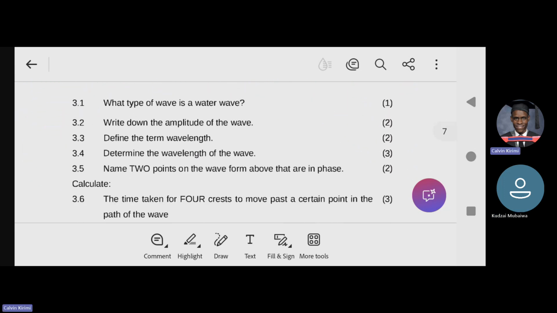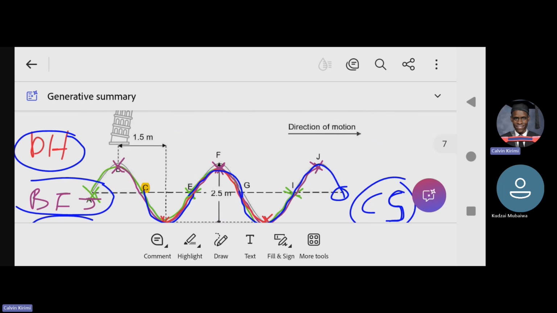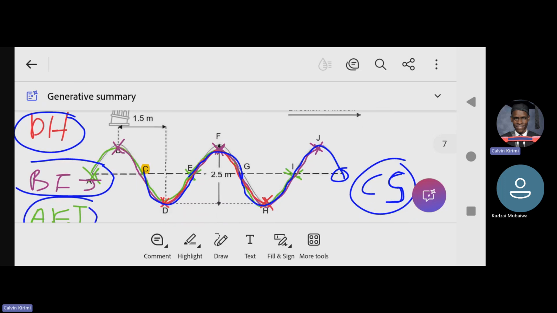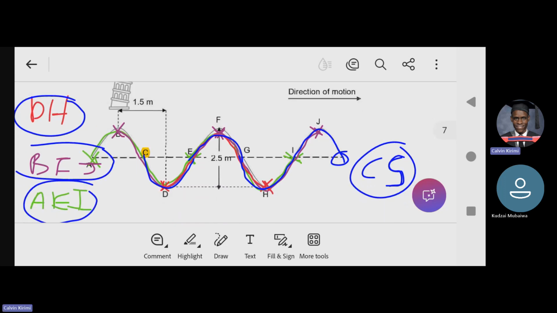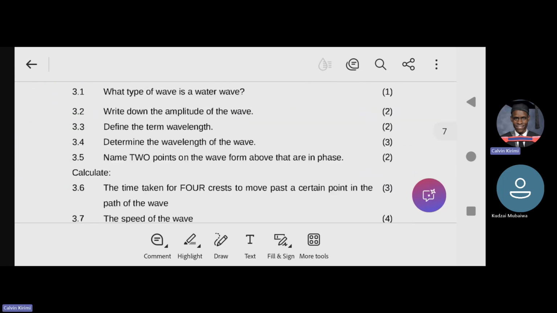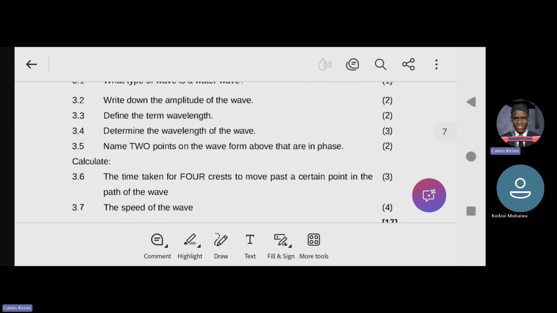So for example, D and C, for example, I and J, those points are out of phase. There is no complete cycle there. It's either a half cycle or a quarter cycle. But the ones that are coming after every point, then you name them. These ones are in phase. They are repeating each and every time after a complete wave. That's why I was doing those waves for you. So now they are saying name 2 points that are in phase.